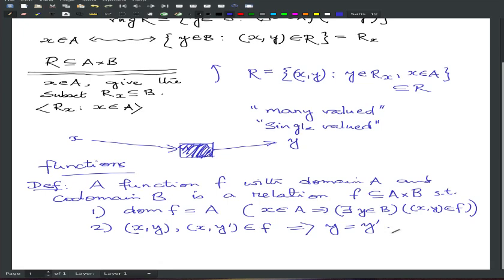Okay, so is this clear now? What do I mean by function and so on? Yeah, I wanted to ask, Doctor. Let's go back to the definition of a function. A function f with domain A and codomain B is a relation. f is a subset of A times B.